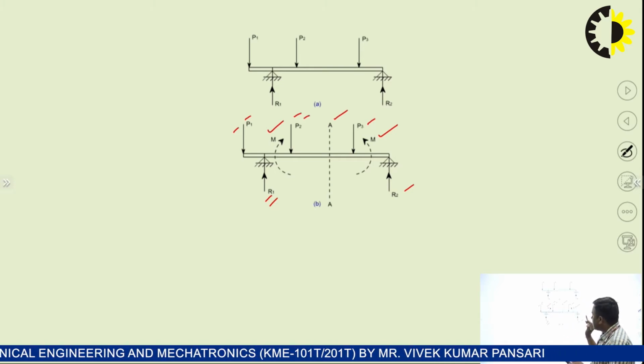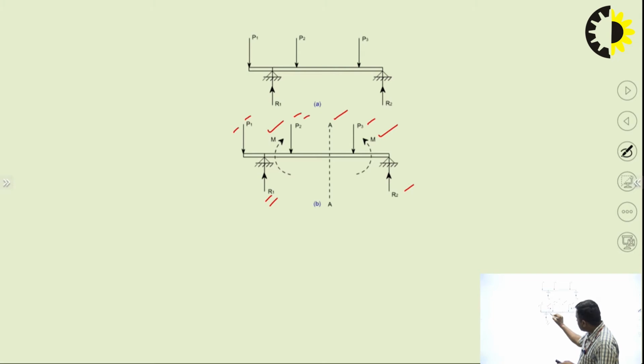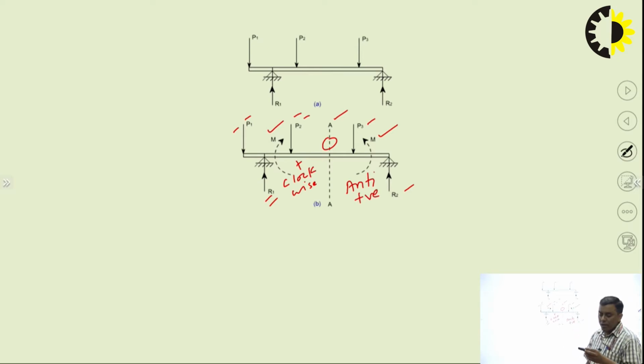Now I am coming to the sign convention. This is on the left side. What is the rotational tendency here? The rotational tendency is clockwise. On the left side, it is positive. On the right side, it is anti-clockwise. Because both simultaneously, concurrently, will produce the same effect at the section AA, both will be treated as positive. Okay, so this is the sign convention. Technically, it is also known as sagging.